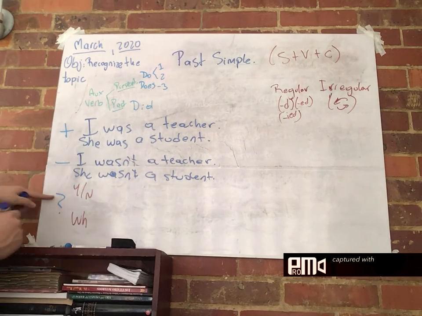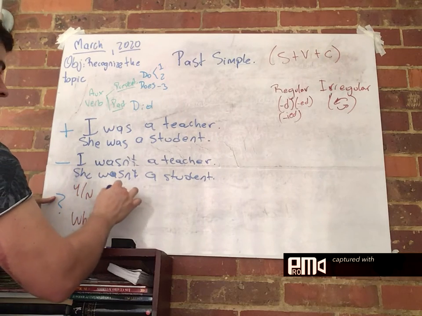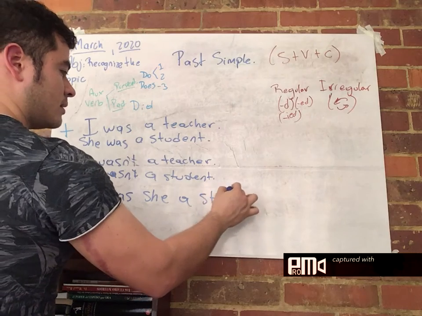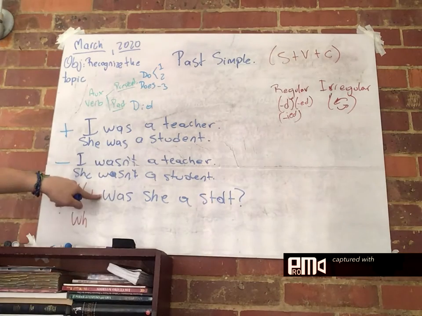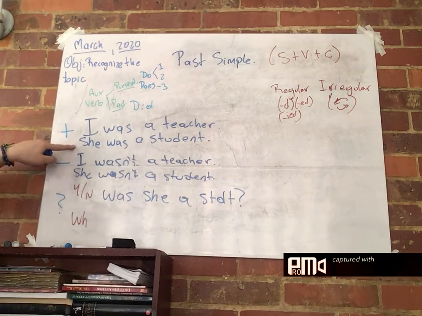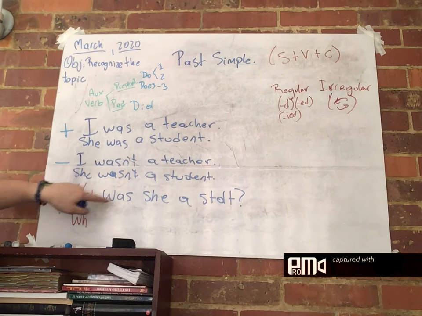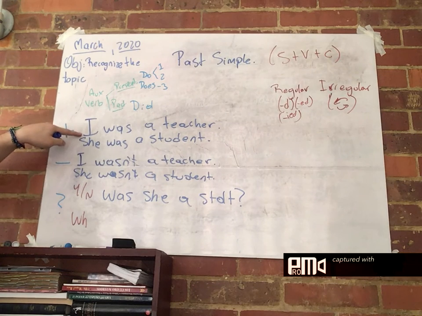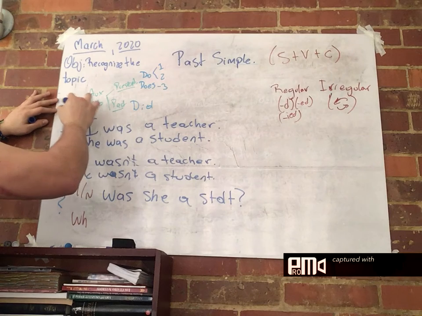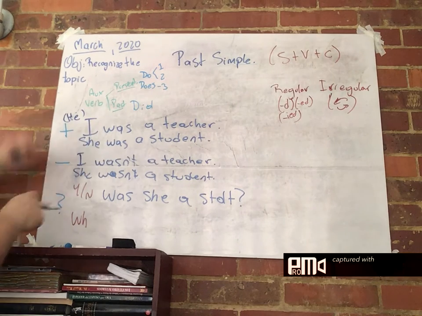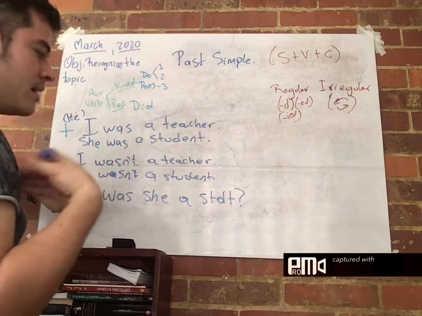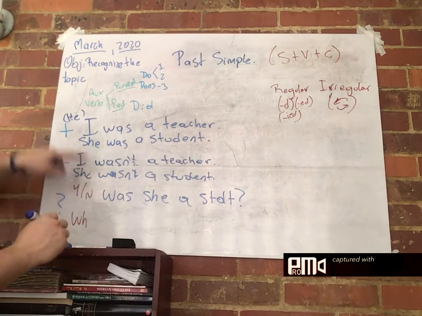In a yes or no question: Was she a student? Yes, she was a student. Or was he a student? No, he wasn't a student. He was a teacher. But we change here with I. For example, was I a student? No, I was a teacher.